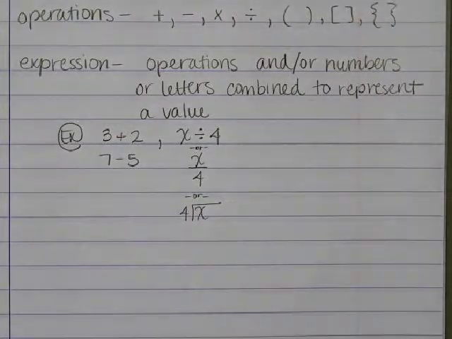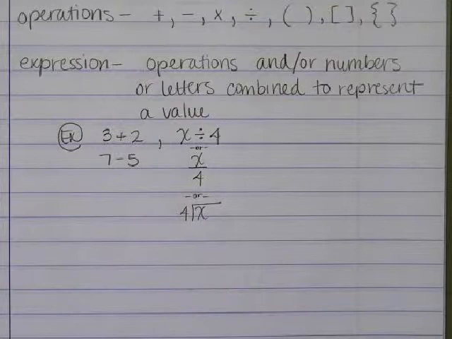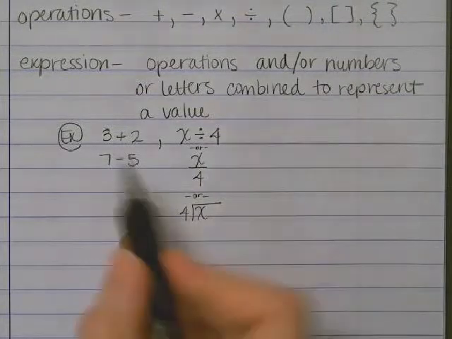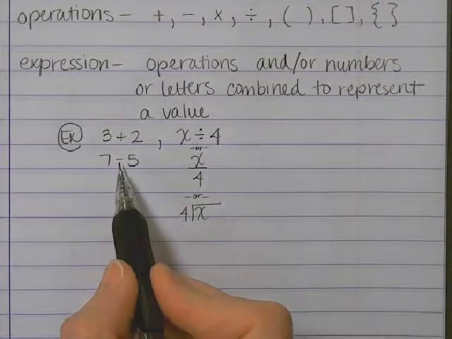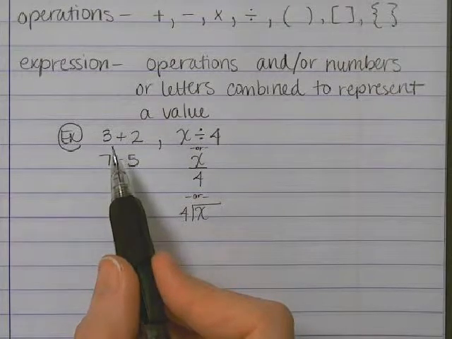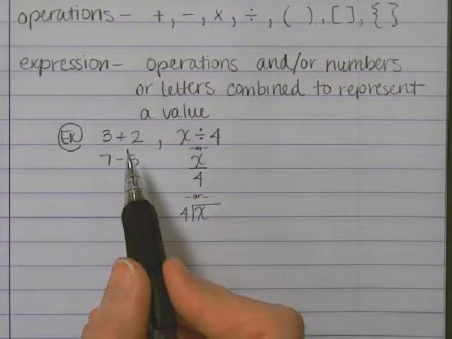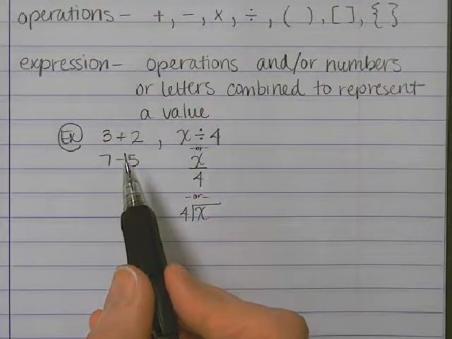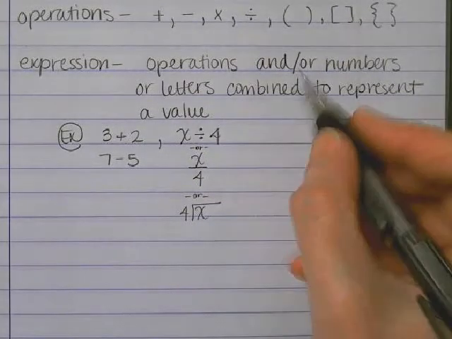Now, if I go back to my first example of 3 plus 2, do you agree that I could write that as 2 plus 3? And it would still be equivalent? Yes. Could I rewrite this one as 5 minus 7? No. So you have to be careful. Some operations you can change order, but other operations you can't. And we will be talking about that later on as we're evaluating also. So is everybody okay with these division ones being equivalent?